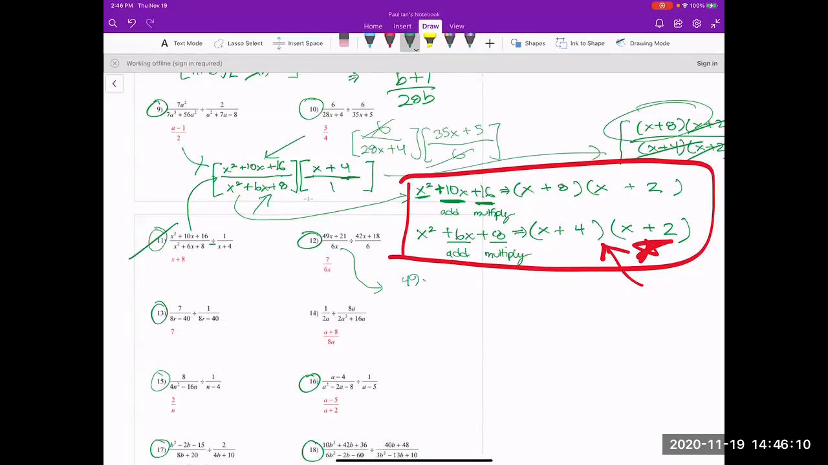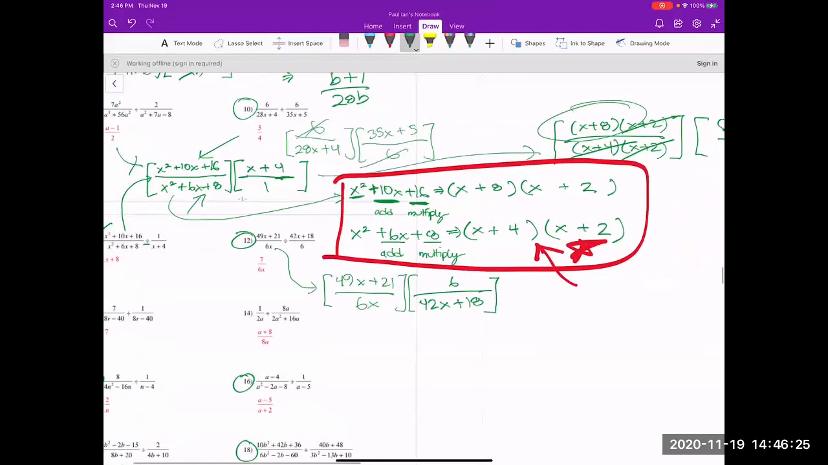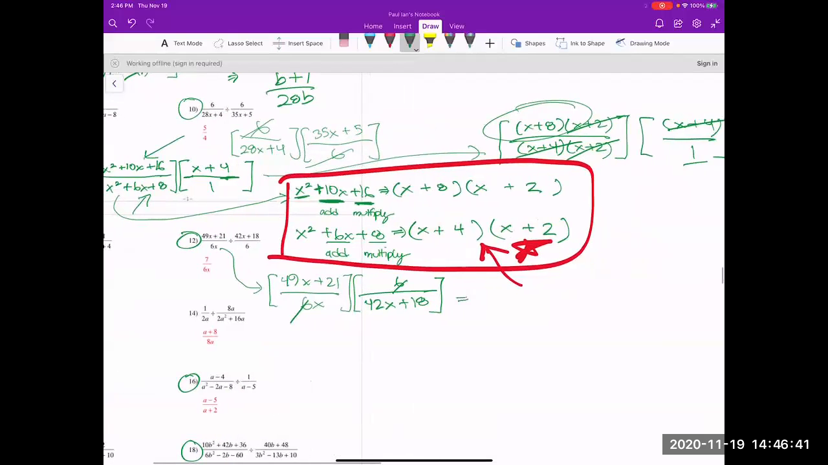Let me say 49x plus 21 over 6x, and then you multiply it by the opposite, right? You switch it. Yeah. So 6 over 42x plus 18. Okay. What would you do in this case? You can cancel things out, right? The 6's. Yeah. So cancel the 6 first, and then next thing would be 49x. I'll just rewrite it over x. The other one is going to be 1 over 42x plus 18.